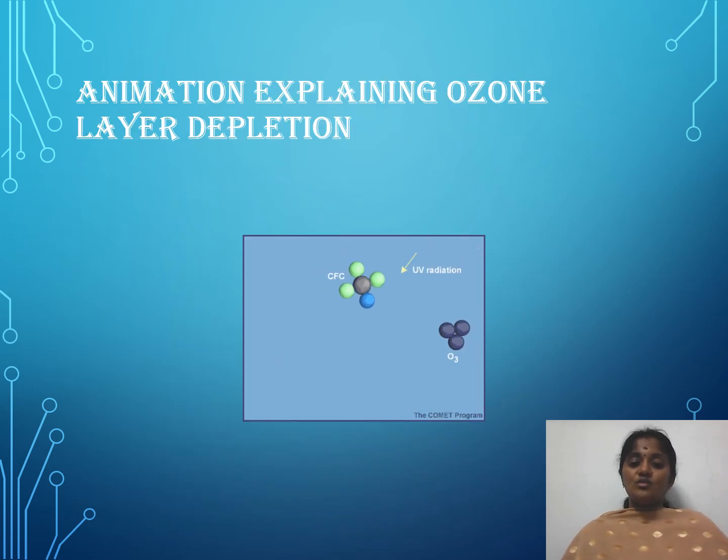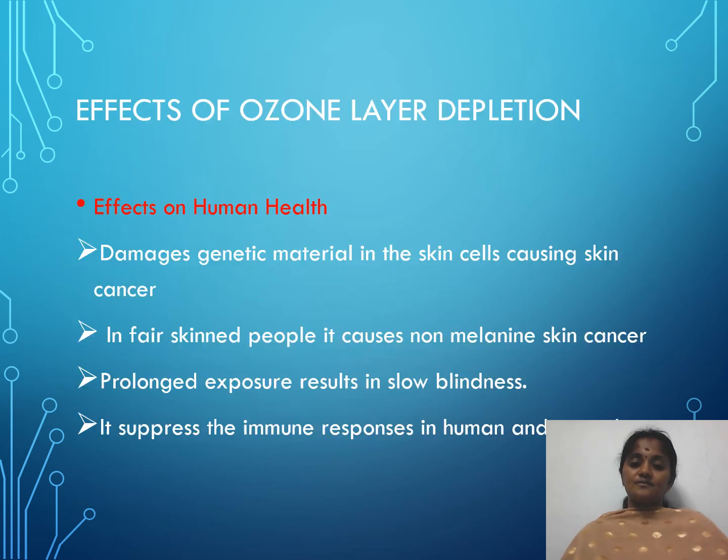Animation explaining the ozone layer depletion. We can see that the chlorine atom is taken by the UV radiation, forming ClO. Now the chlorine is again split as a free radical, leaving behind oxygen. This animation explains very clearly how ozone layer depletion takes place in the stratospheric region.